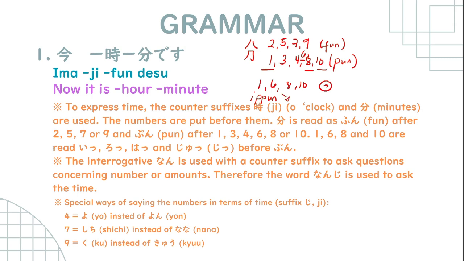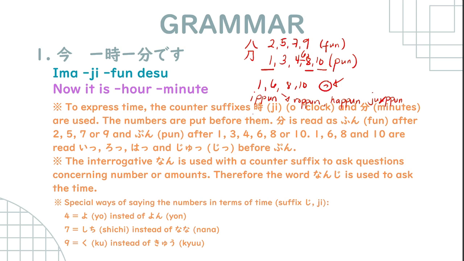6 is ropun. 8 is hapun. And then 10 is jupun. Okay? Oh, singular u. Sorry about that. Alright? So, 1 minute, 6 minutes, 8 minutes, and 10 minutes. So this is the small tsu that indicates double consonants.